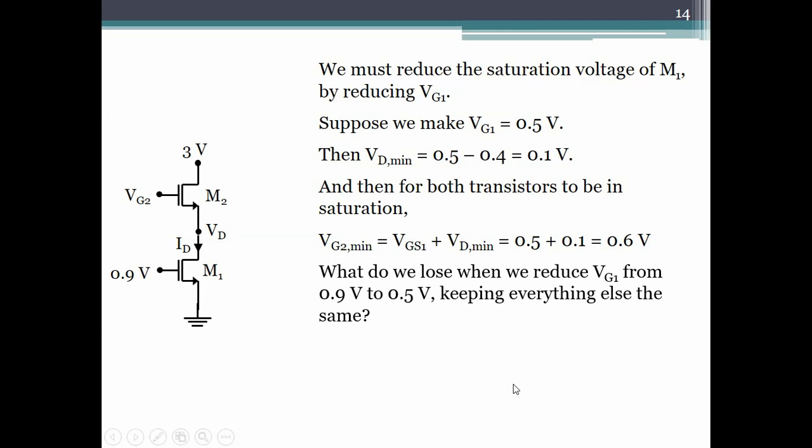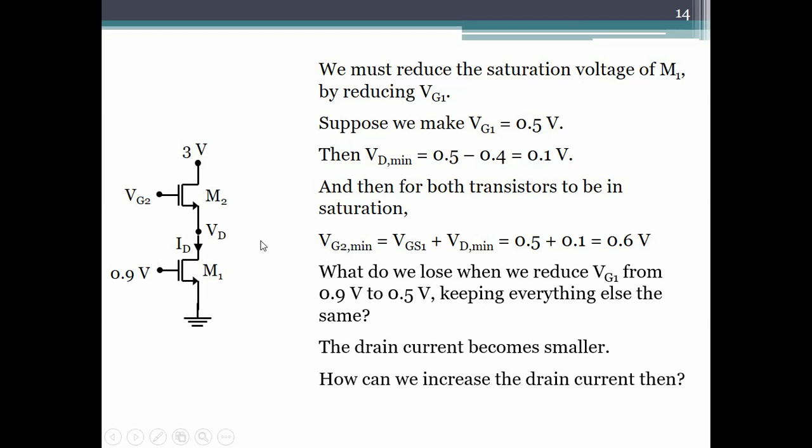What do we lose? What we lose is the current, because if the VGS is smaller, then the current that flows in this circuit is smaller. Of course, one can argue as to why that is called a loss. It's a good thing if the current is smaller, the power is smaller. So maybe lose is not the right word, but we'll leave it at that.